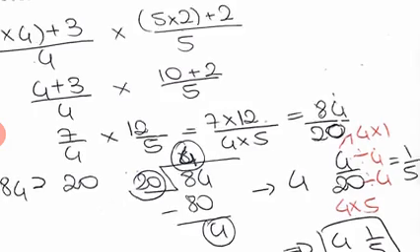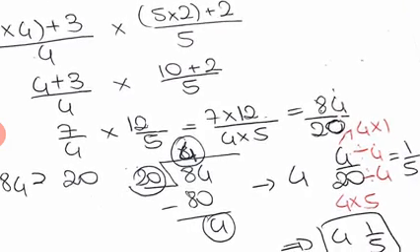4 is 4 times 1. 20 is 4 times 5. So we have 4 up and down. So we can divide it by 4 up and down. If we divide it by 4, we have 4 divided by 4 equal to 1. 20 divided by 4 equal to 5. So the result is 4, 1 over 5.